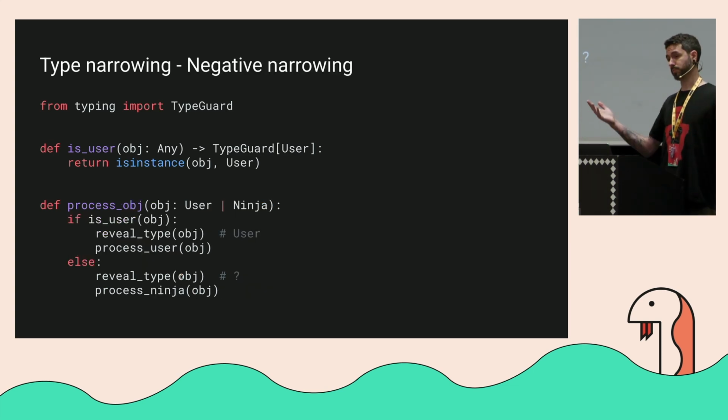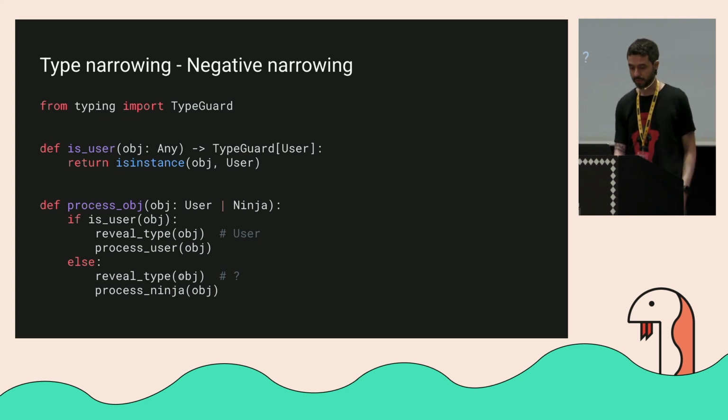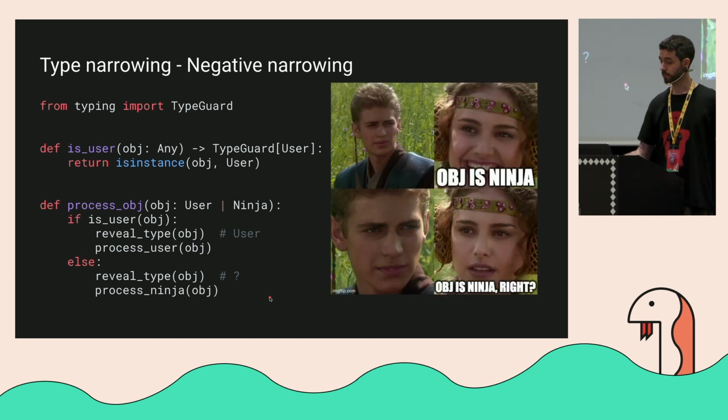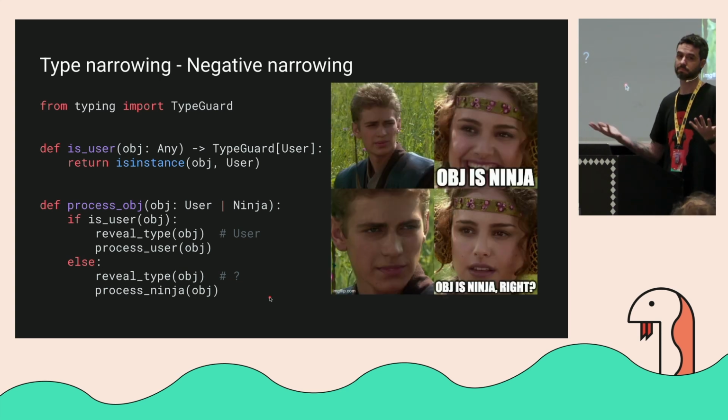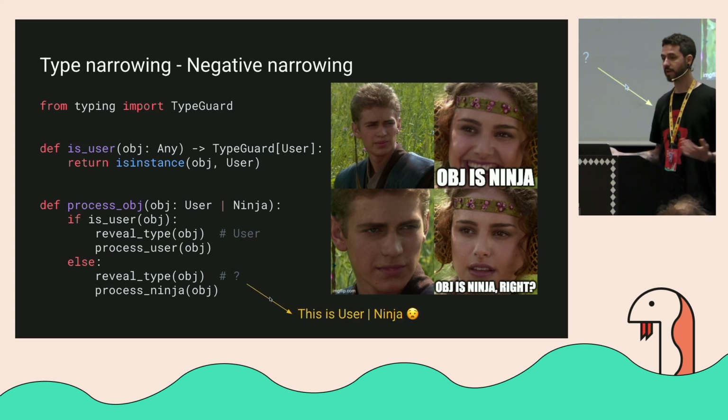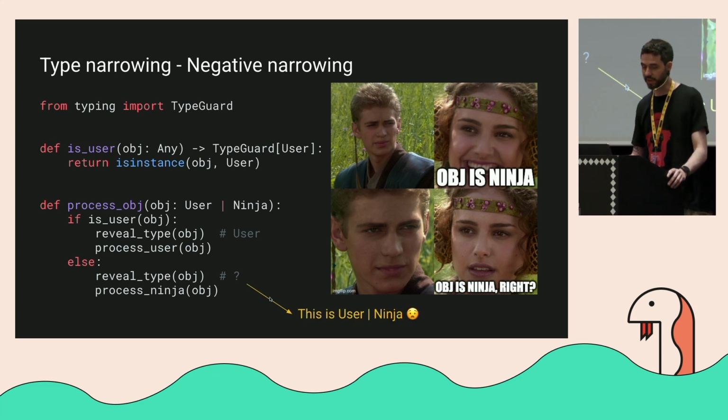And so you would think, oh yeah, if I have the same function which takes a user or a ninja, if I do this, this is a user. And the else, this would be ninja, right? Of course, at runtime it's actually ninja. But that's not how TypeGuard works, unfortunately. There is a history behind it. There is a whole reason why.